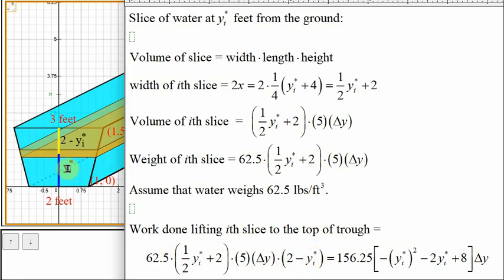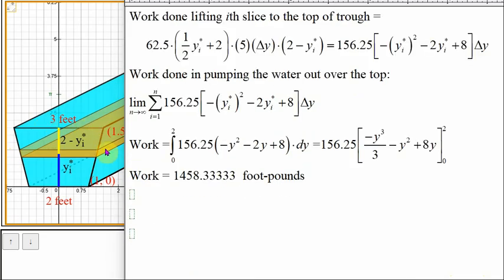Once again, y sub i star is the distance from the ground to this slice of water. And then simplify everything, we get 156.25 times minus y sub i star squared, and then minus 2 times y sub i star plus 8, and then here's delta y, which is the thickness of the slice. And so to get the exact answer, we need to allow n, which is the number of slices, to run to infinity, and then we get this limit quantity right here.